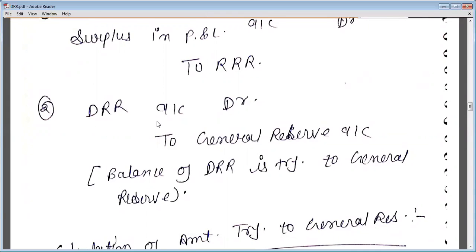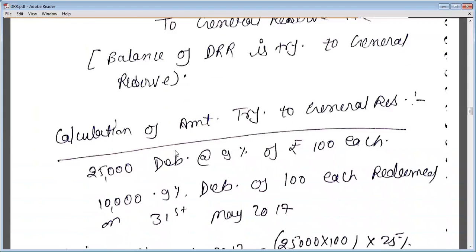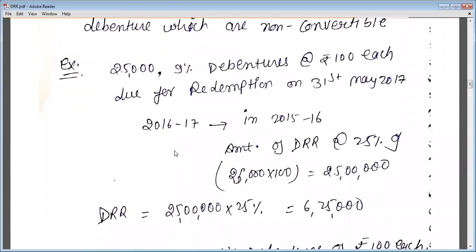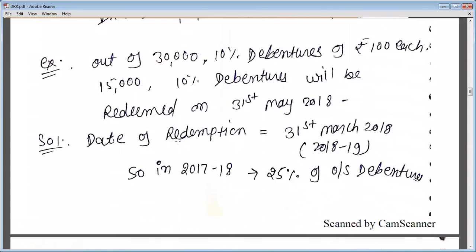तो जितने डिबेंचर्स का हमने रिडम्पशन कर लिया है उसके इक्वल अमाउंट हम एट द एंड ऑफ द मंथ एंड एट द एंड ऑफ द ईयर जनरल रिजर्व में ट्रांसफर कर देंगे, from DRR to general reserve. Okay, so this is all about DRR, and these are all the provisions of DRR. So this topic is important from the exam point of view.